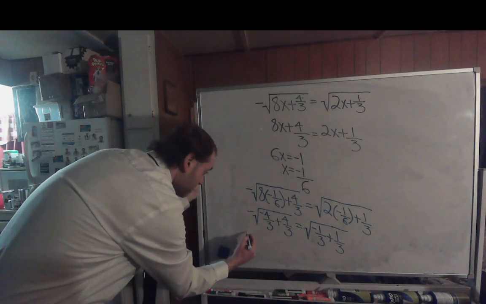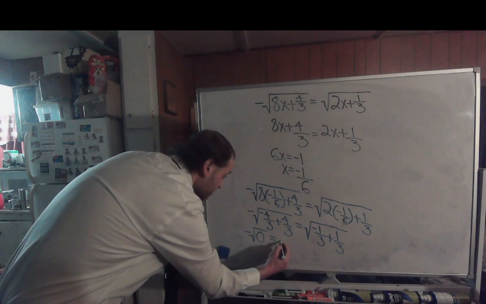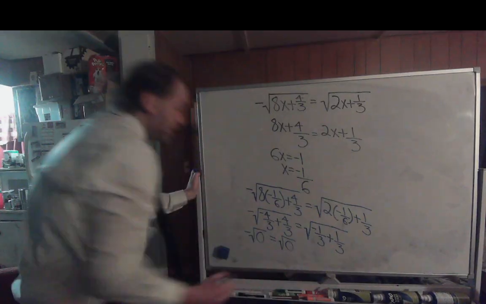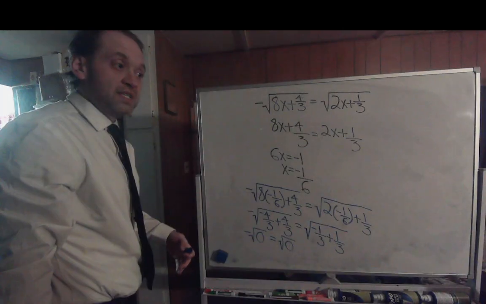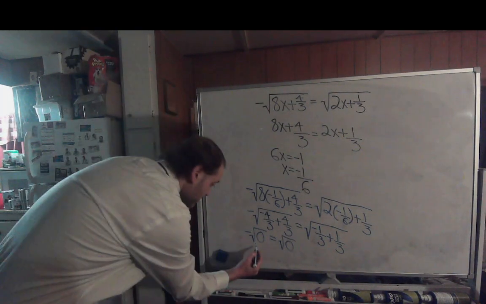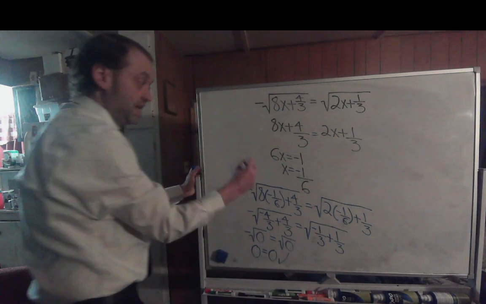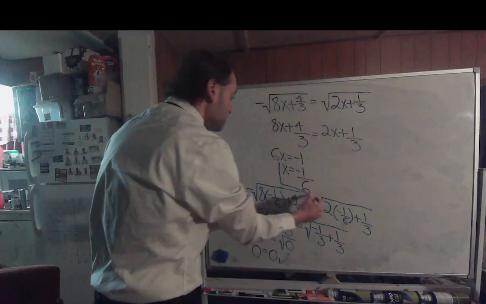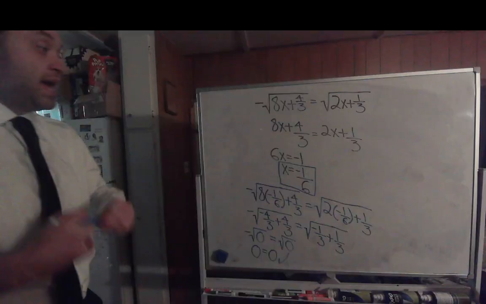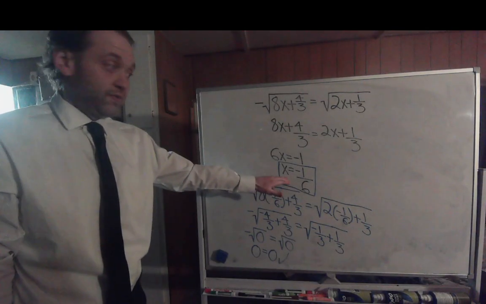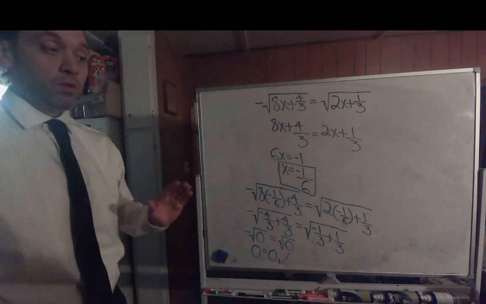So this will become negative of the square root of 0 is equal to the square root of 0. Well, square root of 0 is 0, and 0 is the only number that's neither positive nor negative. So you get 0 equals 0. So this actually works. x equals negative 1/6 would be your solution. Had we gotten any other value besides x equals negative 1/6, this would not work.